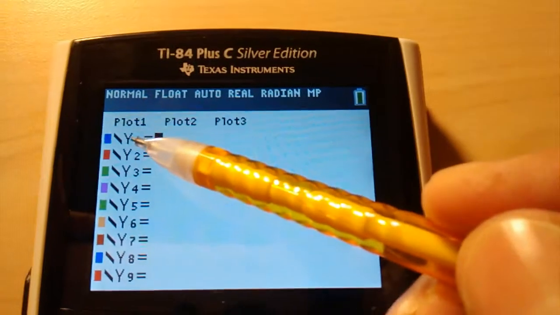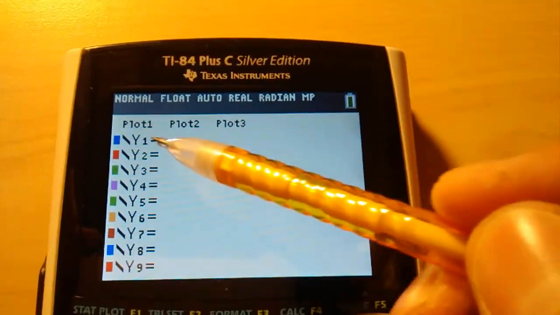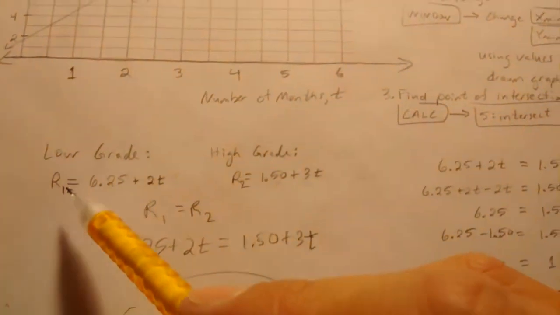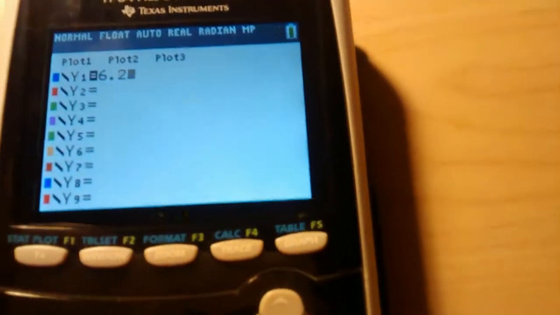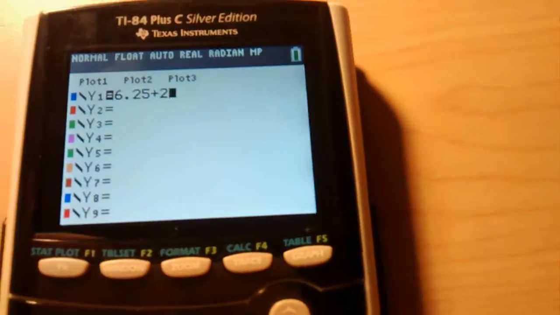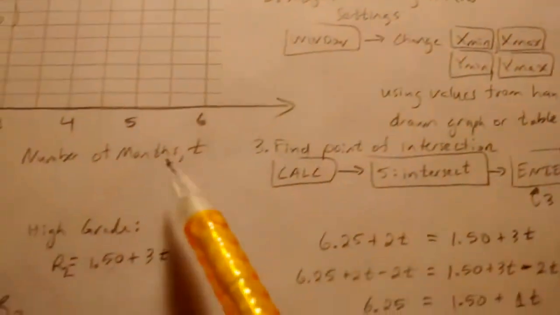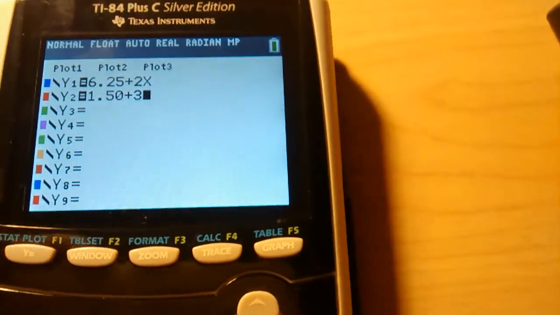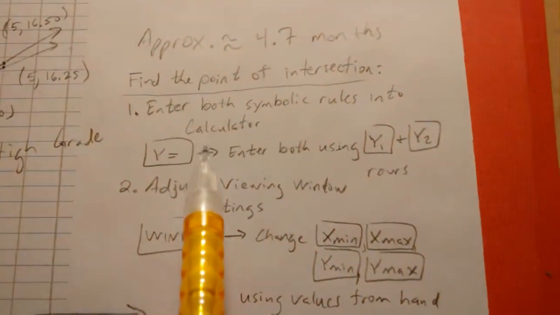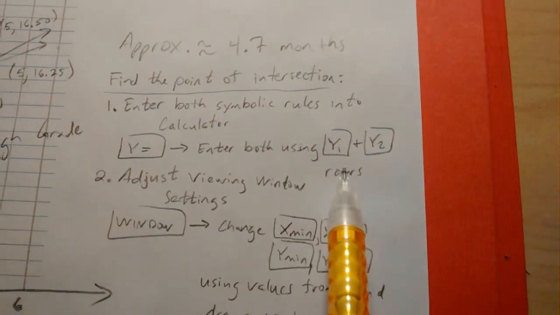Notice the calculator only knows Y's and X's, unfortunately. So Y1 is going to correspond to R1, Y2 to R2, and then the input variable X with this button will correspond to the number of months. So let's put that first one in there. So $6.25 added to $2 per month. That's the first one. Second one is this one. So $1.50 added to $3 per month. So now we're ready for the next step. Got them both in there using the Y1 and Y2 rows.